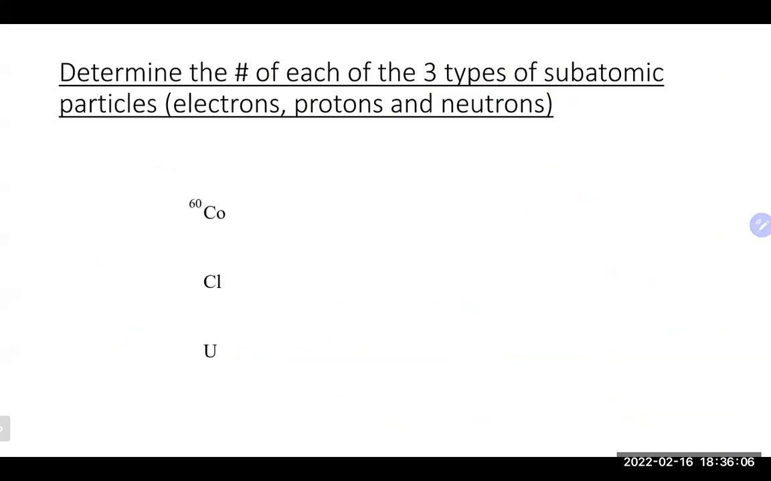All right, so for each of these, want to determine how many protons, electrons, and neutrons there are. So take a couple minutes, see what you come up with, the number of protons, electrons, and neutrons in each of these.